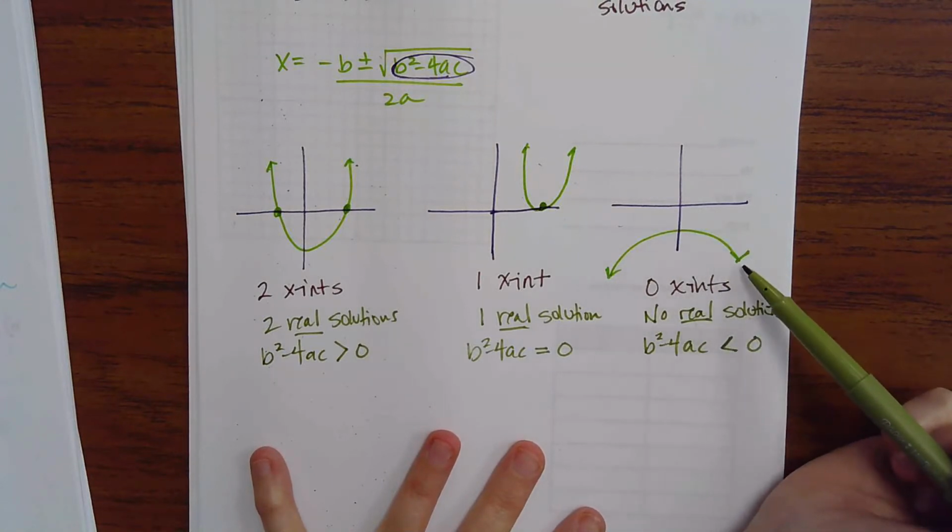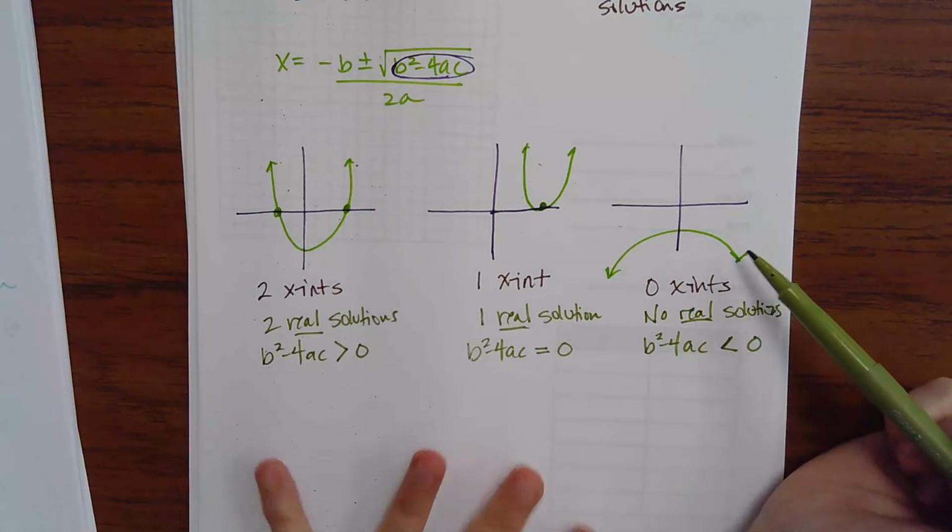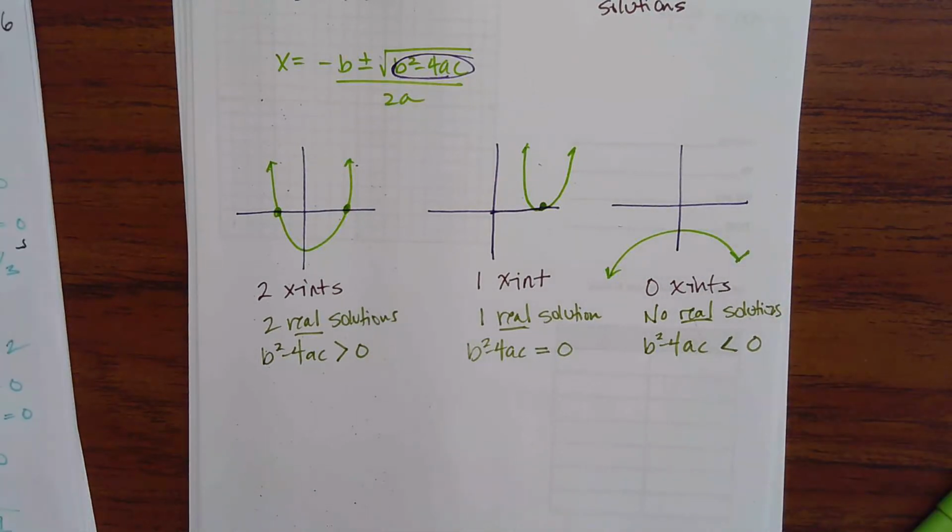It doesn't mean we don't have a parabola. We still have a parabola. It just doesn't touch the x-axis. And so that's what it means, what that discriminant tells us.